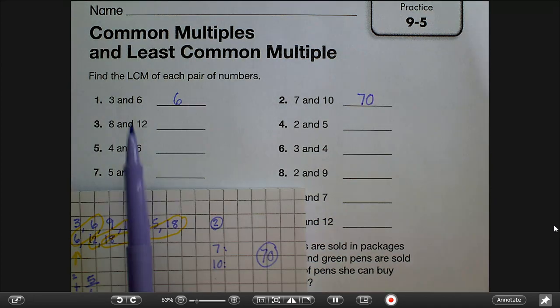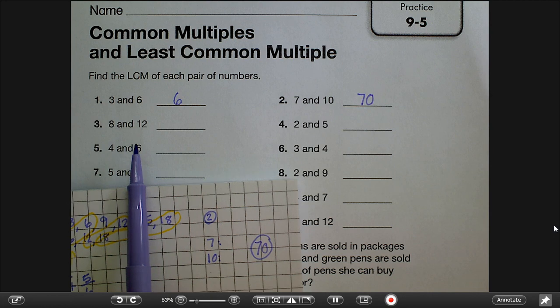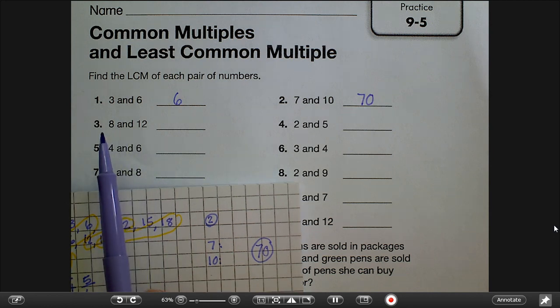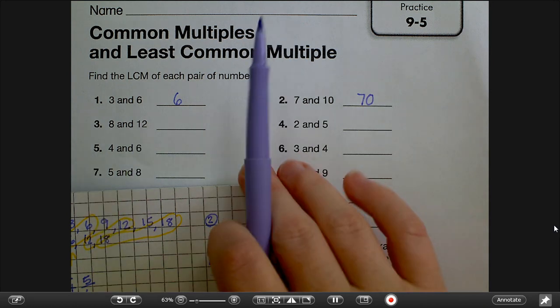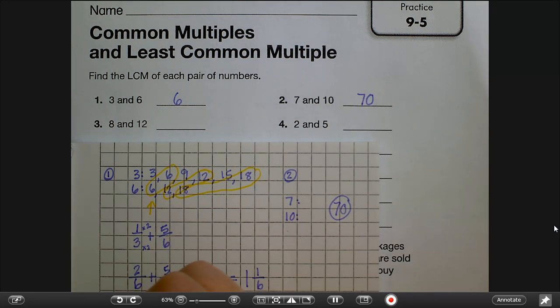Let's look at some of the numbers and see if we can tell what multiple they would have in common. 8 and 12. Well, let's go ahead and write this one out. Number 3.